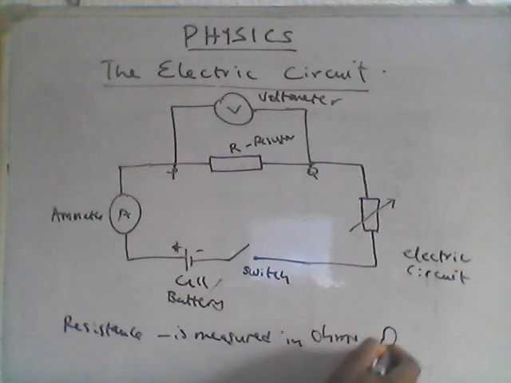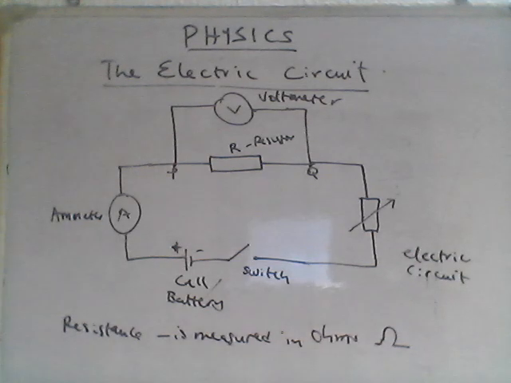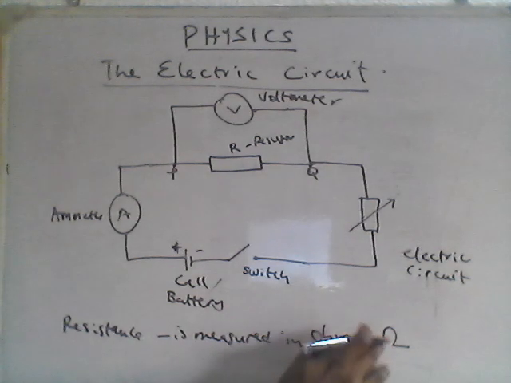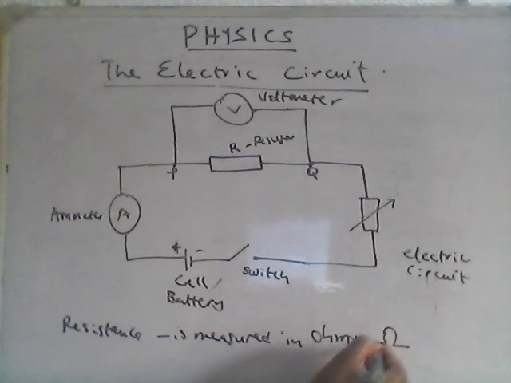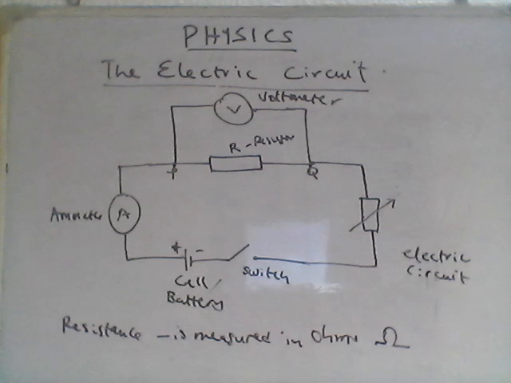This is the symbol for resistor. It's measured in ohms. You have other units. You have kilo ohms. You have milliohms for smaller ones. Kilo ohms is like times 10 to the power 3, and so on.